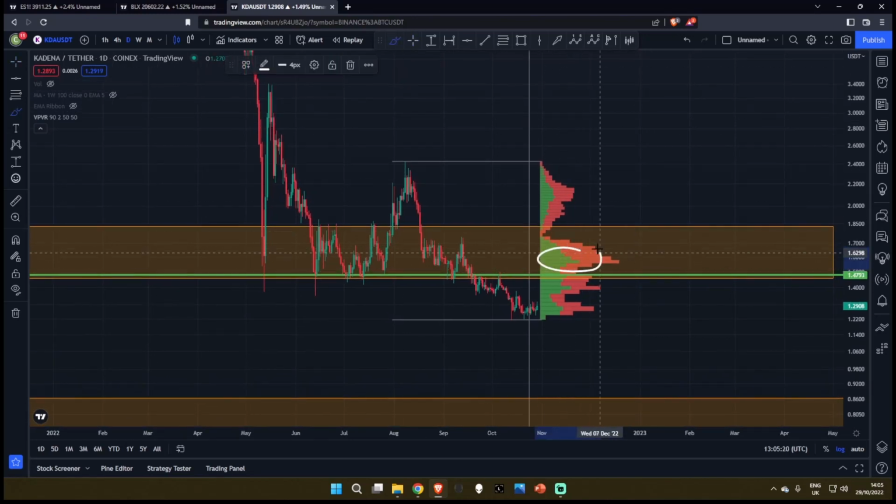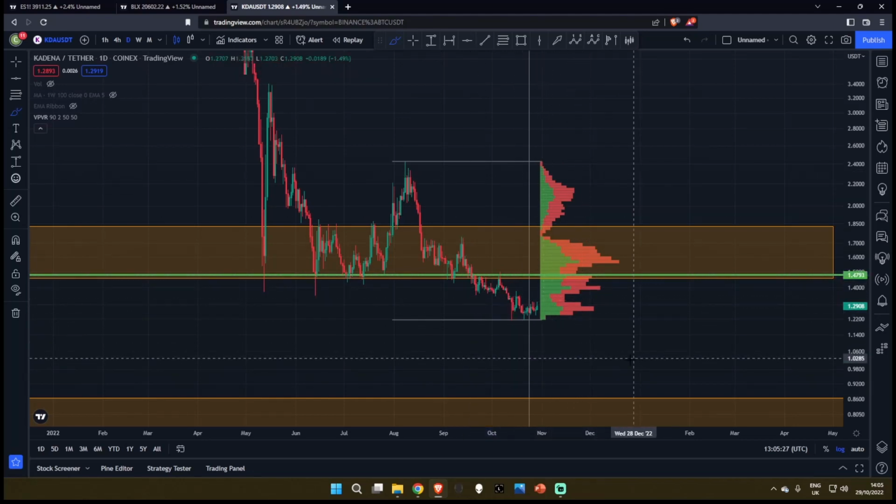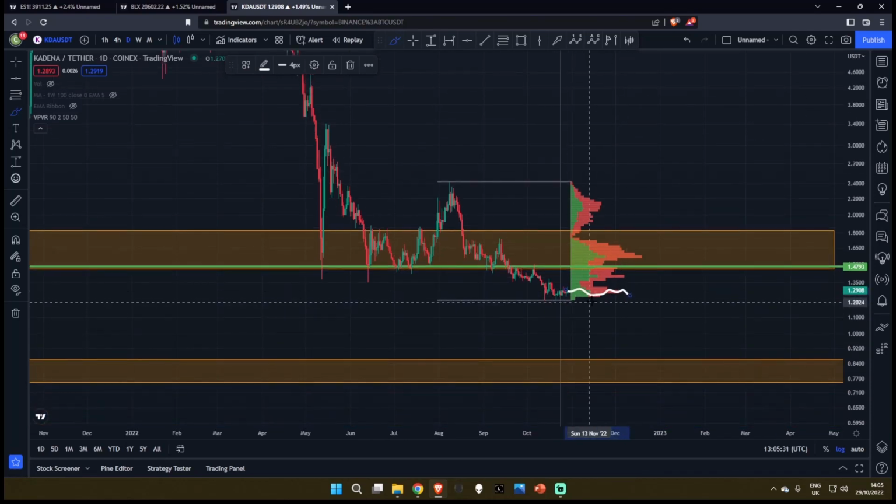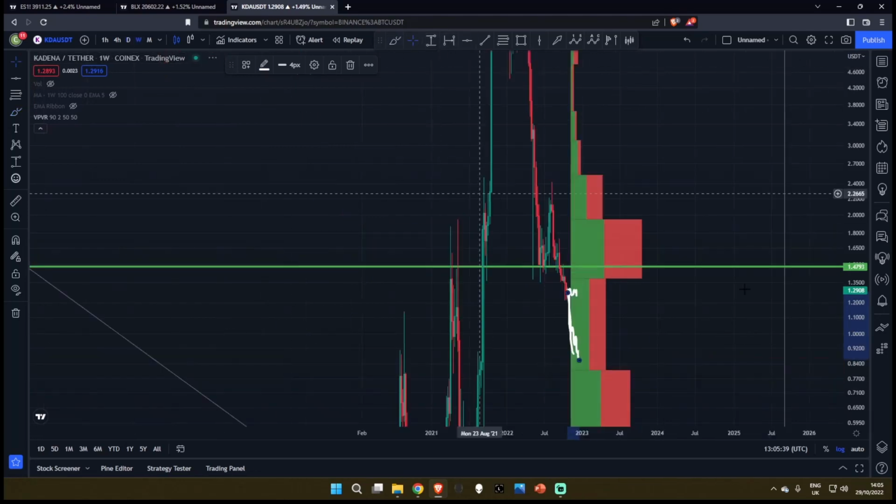So volume was accumulated here. As you can imagine, after we broke beneath this, there was going to be no volume traded on this visible range, so we started moving to the downside. We've got a visible range here, and as we start to break to the downside, as you can see, there's literally no volume profiles here, so we would start to taper off and go very quickly down to lower price targets, like for example this next volume cluster.